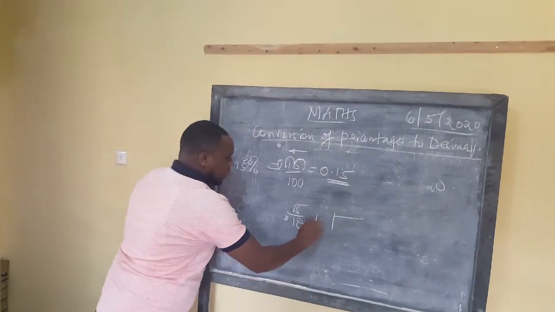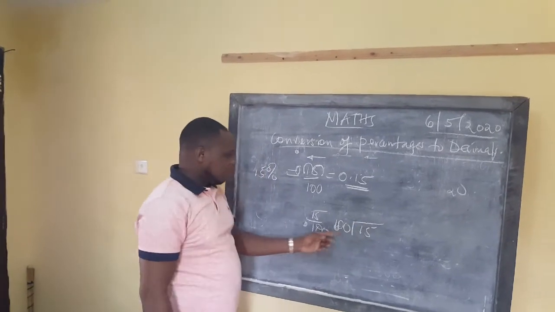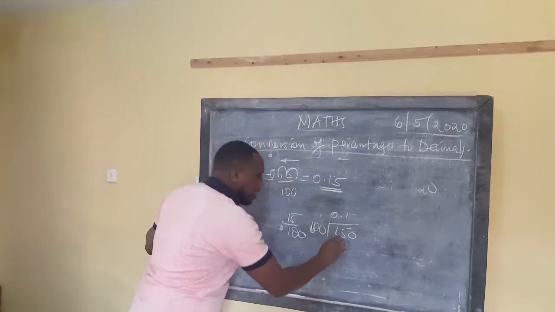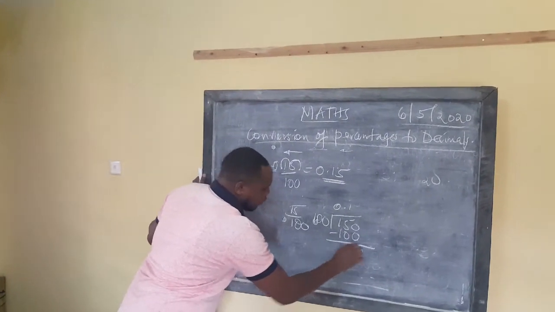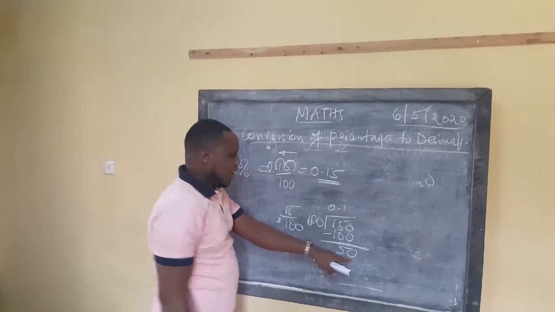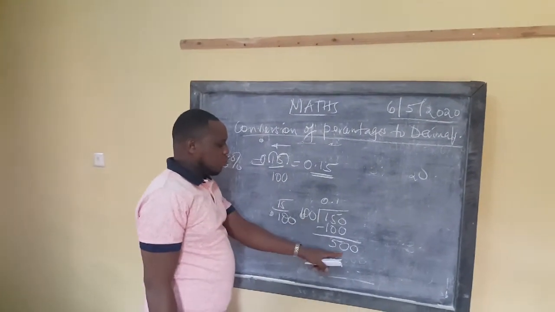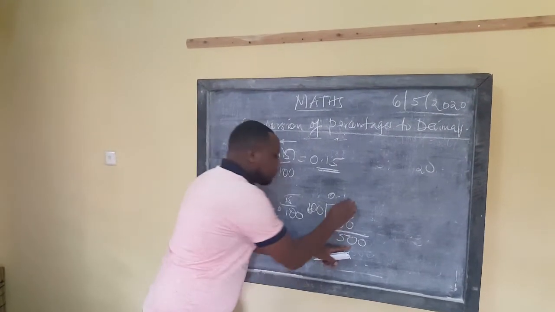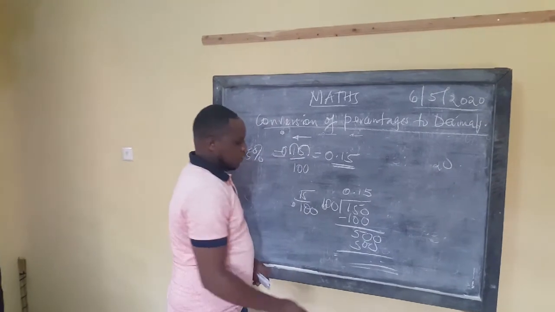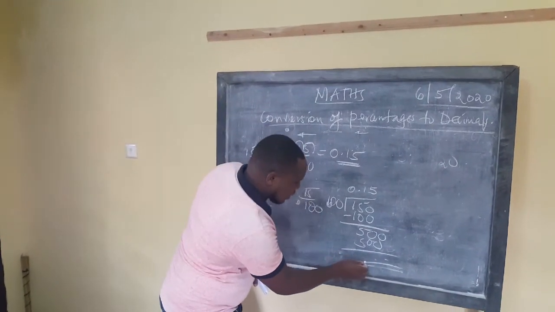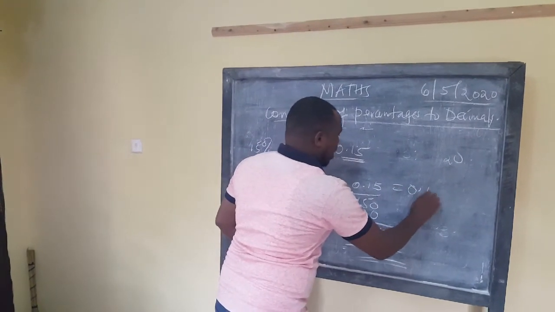and the denominator always is outside. The numerator is supposed to be inside. As you can see, 100 is bigger than 15. You get 100. Then you subtract, you get 0, then 5. You continue adding a 0 here. Add a 0. How many times will 100 get into 500? 5 times. You get 500. And you get 0 there. So your answer is supposed to be 0.15.